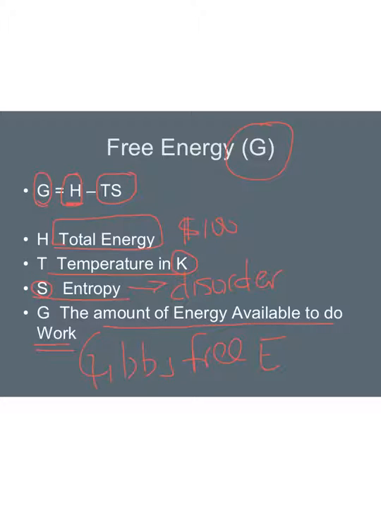And so when we carry out this equation, H minus TS, we get G, which would be like the $50 in our checking account that's left over after we bought the $50 pair of jeans. So again, that is like our available balance of energy to do work.